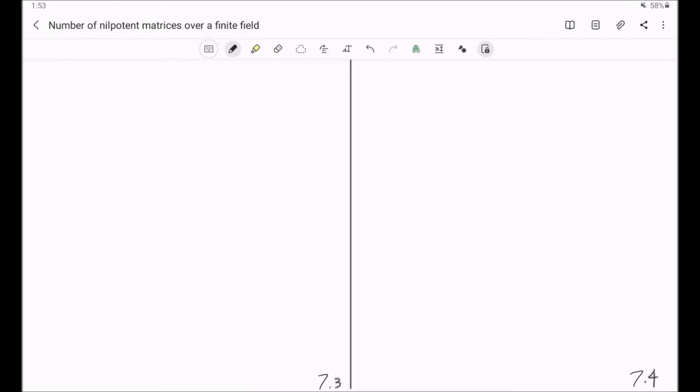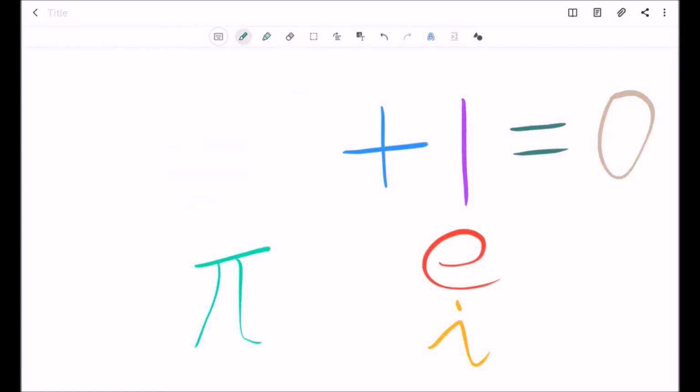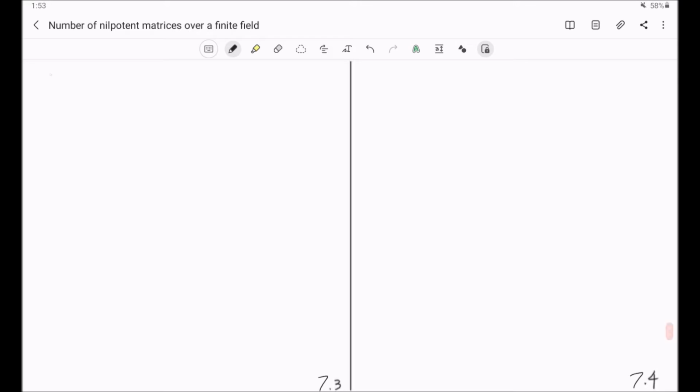Now we are ready to prove our theorem on the counting of the number of n by n nilpotent matrices over a finite field. Let me state it as follows. So this is the theorem of Fine-Herstein, and the year is 1958.